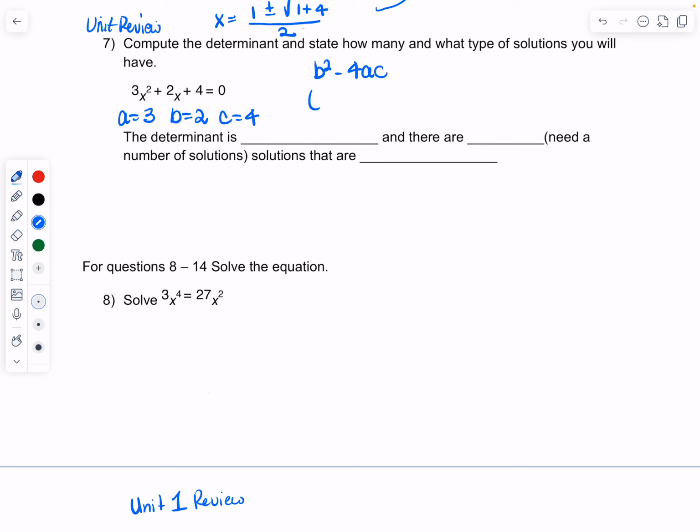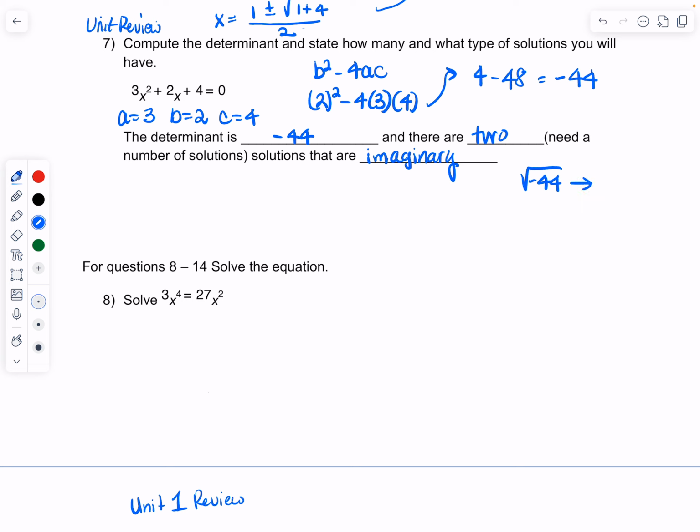So wherever I see b, I'm going to plug in 2, minus 4 times a, which is 3, times c, which is 4. All right, so 2 squared is 4, and 4 times 3 is 12, and 12 times 4 is 48. So I get 4 minus 48, which is negative 44. So remember, the determinant is underneath a radical. So if you have a negative underneath a square root, then that means you have two imaginary solutions.